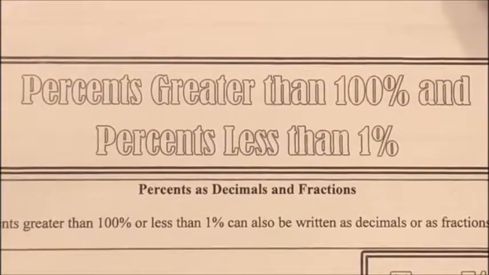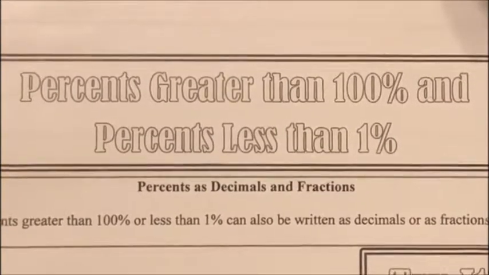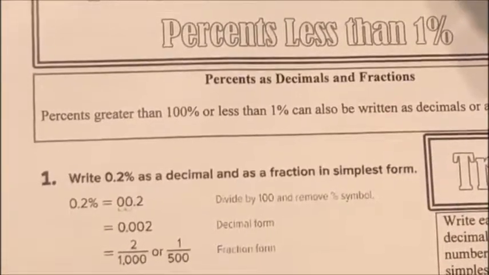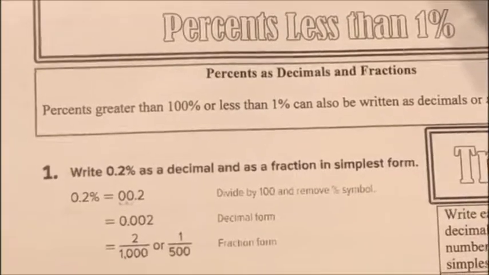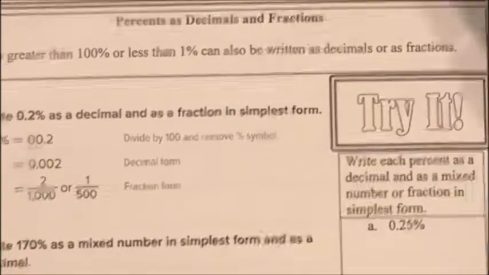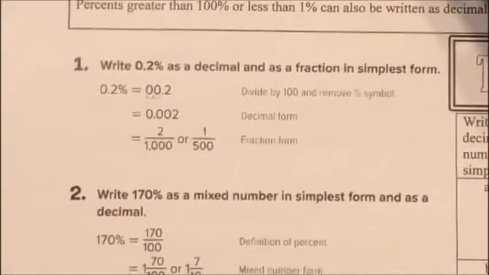All right, this is Chapter 1, Lesson 4, percents greater than 100% and percents less than 1%. So greater than 100%, less than 1%. Okay, so percents as decimals and fractions. Percents greater than 100% or less than 1% can also be written as decimals or as fractions. So let's take a look at some examples.